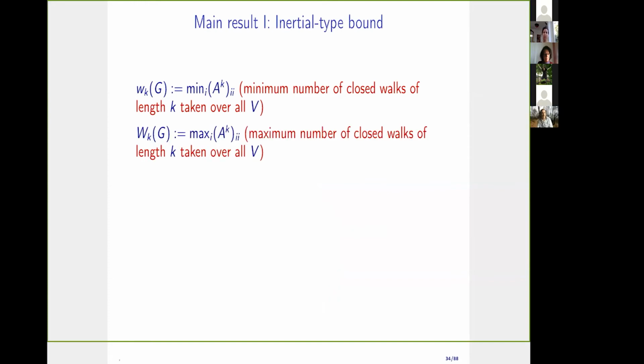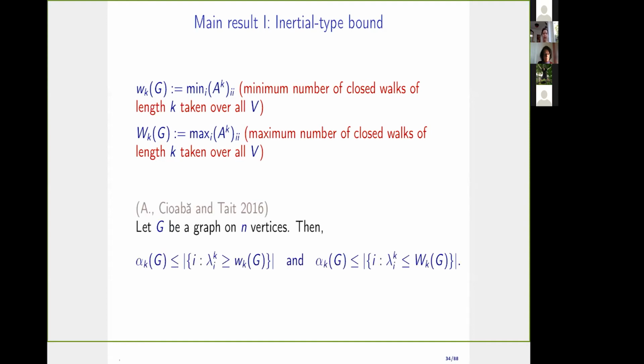And let me present the main result, which is the first inertia-type bound that we found. For that, we need two parameters. We need w and capital W, the small w and big W. You have a power matrix, you look at the main diagonal, and you take the smallest entry. That's the first parameter: the minimum number of closed walks of length K over all the vertices. And the other one is just the maximum number of closed walks of fixed length over all the vertices. And then you can prove that the K-independence number is upper bounded by this expression, by the minimum of these cardinalities.